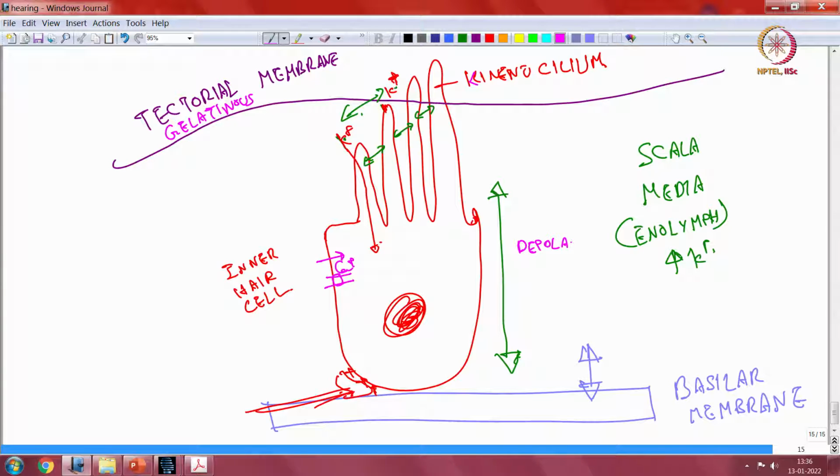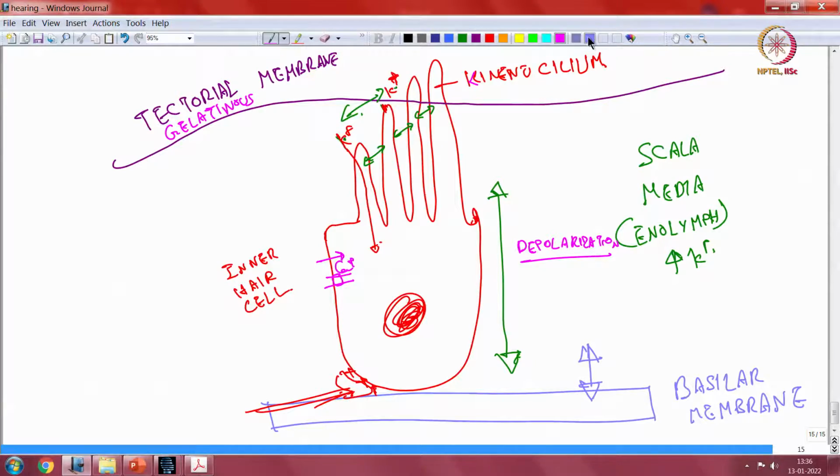I am confident that people now do understand how depolarization happens. There is no action potential which is generated. Remember, these are sensor cells. Sensor cells in general do not generate action potentials. So, there is a depolarization. The depolarization is about a 200 millivolt change in potential.